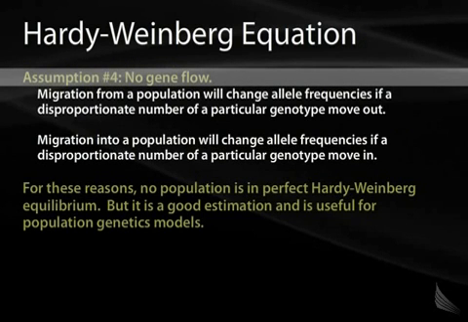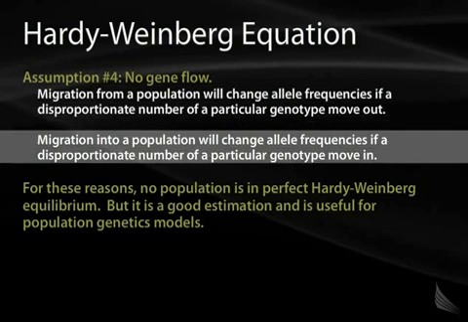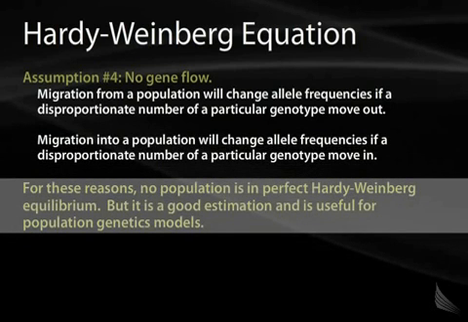Assumption number 4 states that there can't be any gene flow. So this means that there's no migration into or out of a certain population. Why is that important? Migration from a population will change the allele frequencies if a disproportionate number of a particular genotype move out, or by reverse, migration into a population will change allele frequencies if a disproportionate number of a particular genotype move in. So for these reasons, no population is in perfect Hardy-Weinberg equilibrium.